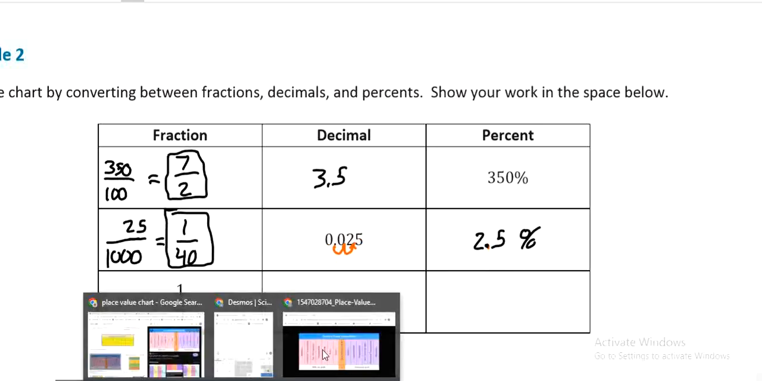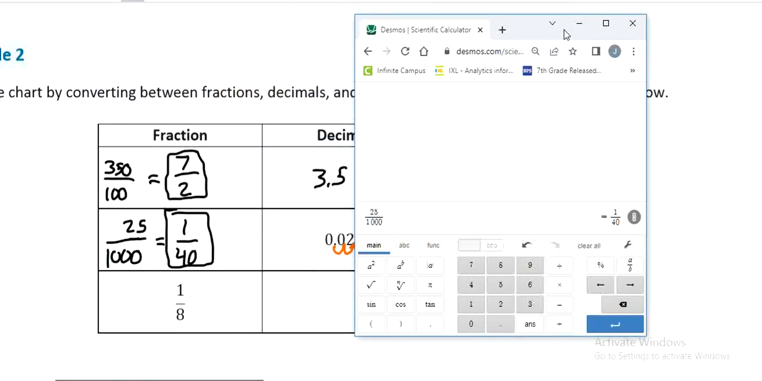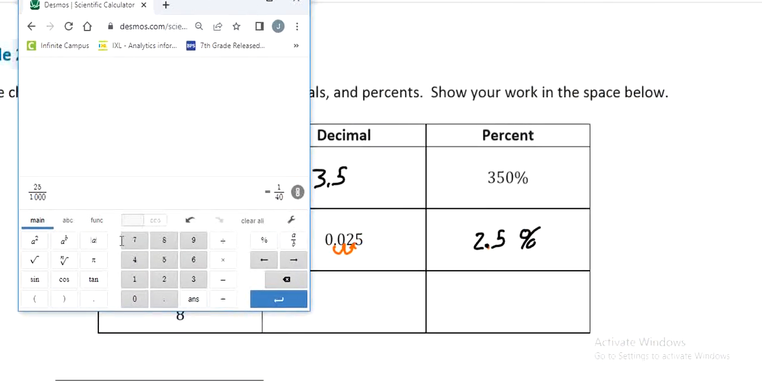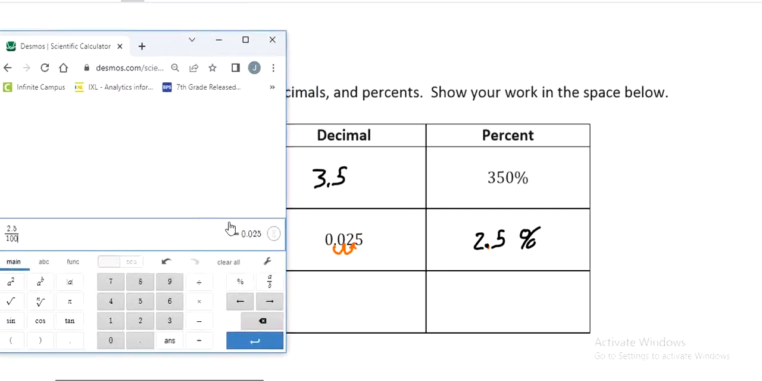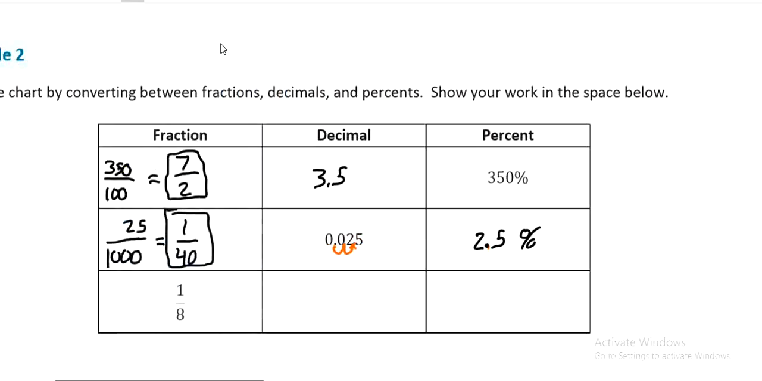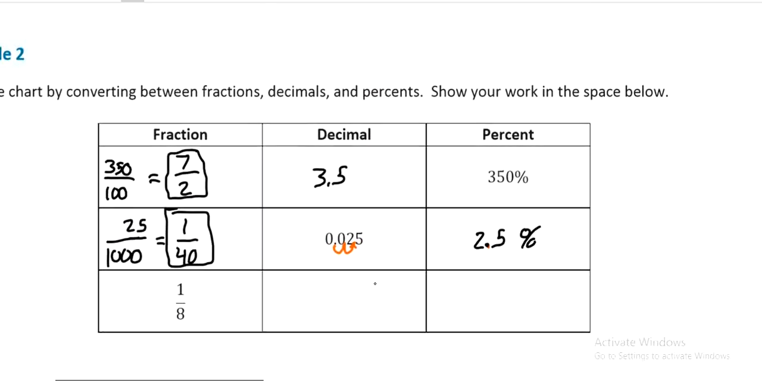And you can always double check that. Go to your calculator. 2.5 divided by 100, and it should give me the decimal that I started with, and it does. We see 0.025. So now you have a little trick to turn decimals into percents the quick and easy way.